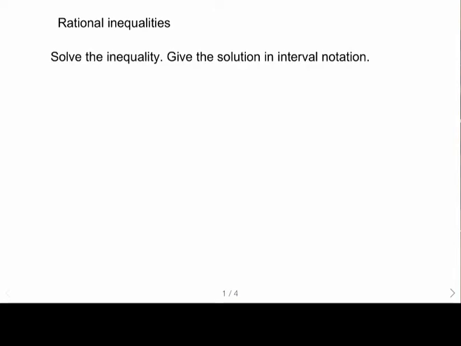In this session, we're going to see how to solve rational inequalities. We're going to dive right in. We're given an inequality, x plus 12 over x minus 2 is greater than or equal to 0. Directions are solve the inequality, give the solution in interval notation.